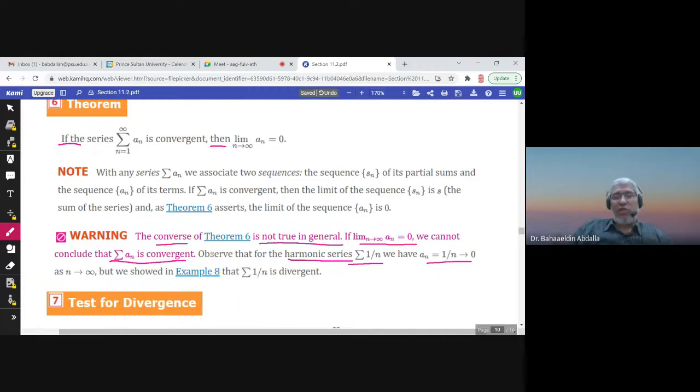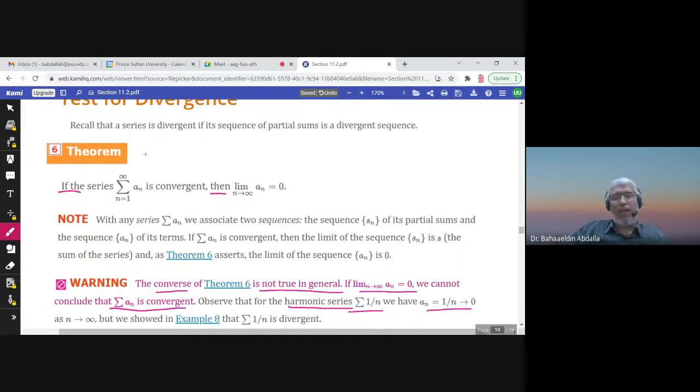So the converse is not true, which means if you find the limit of an and you find that it's 0, you don't conclude that the series is convergent. It could be convergent or could be divergent. No information is given here. And remember that with any series, there are two sequences associated: the sequence Sn, partial sums, and the sequence an of the terms of the series. If the series is convergent, then the limit of Sn is S, which is the sum of the series, and the limit of an is 0 according to this theorem.